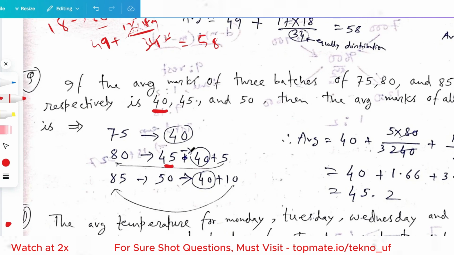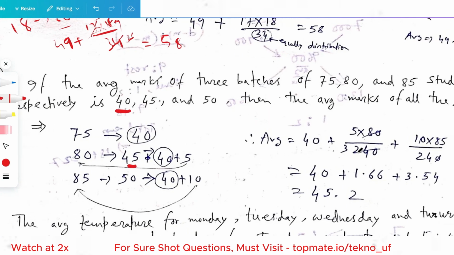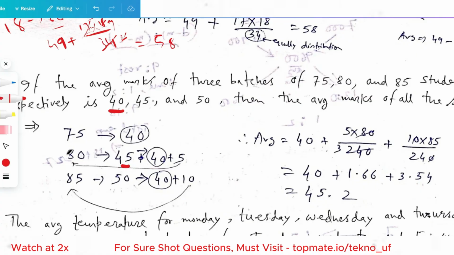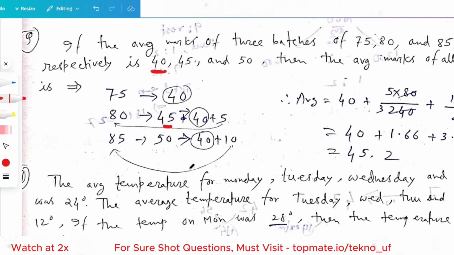Okay, then how to implement the formula for average? Average will be equal to the smaller one, 40, plus this 5 into 80, I mean the leftover here, 5 into 80, by all of these numbers added, right? So 75 plus 85 plus 80, that becomes 240. Then plus 10 into 85 by 240, right? So this way you can get the output very easily. As I am teaching you, that's why it is taking time, but it will be much easier when you are solving. Okay, so 40 plus, just calculate this part, guys. So 40 plus this is equal to 45.2. This is how you can get the solutions very easily.